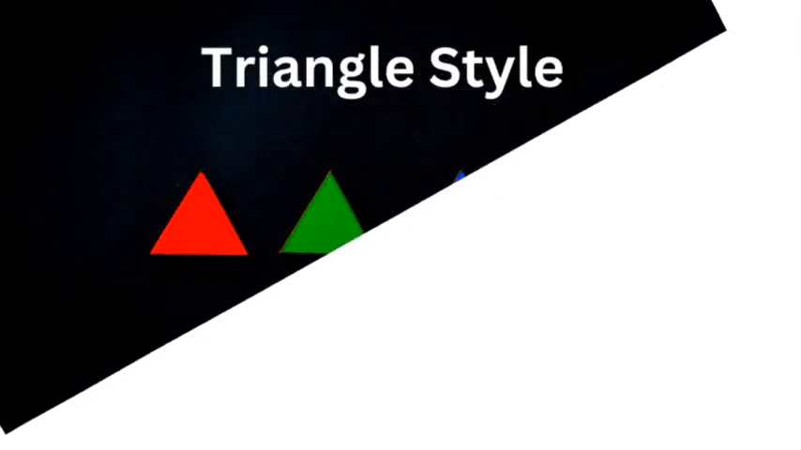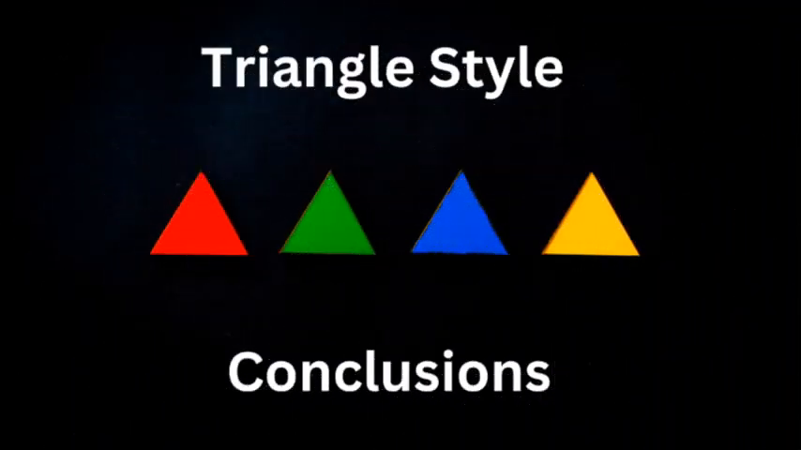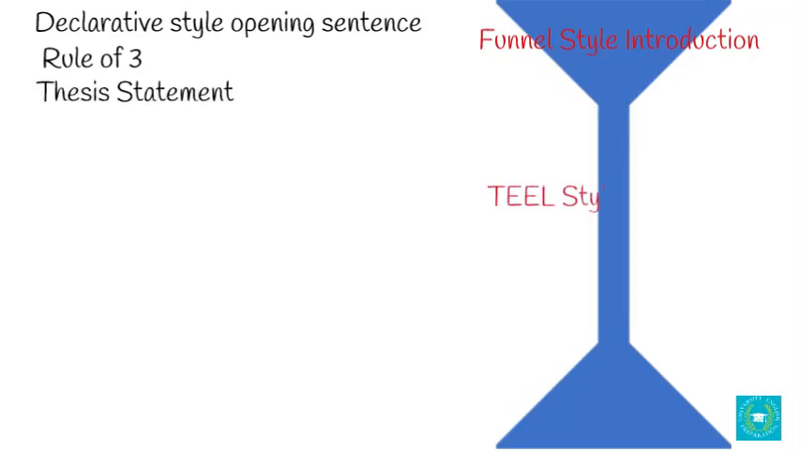And now let's talk about triangle-style conclusions. If you've been following our videos for a simple essay formula, you'll remember that we begin with a funnel-style introduction, which includes declarative-style opening sentences, the rule of three, and solid thesis statements. We follow that with teal-style paragraphs, and finally, we'll finish with a triangle-style conclusion.